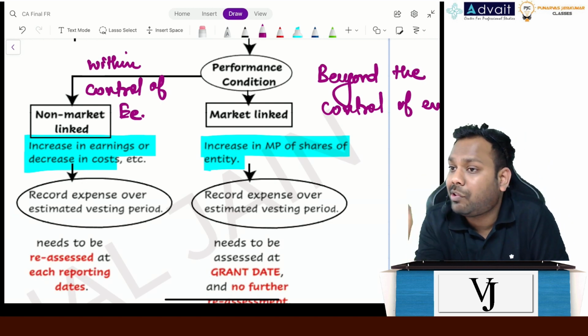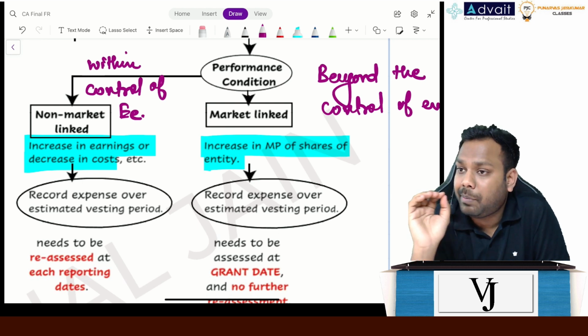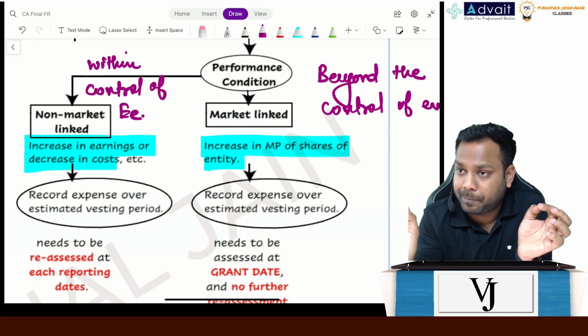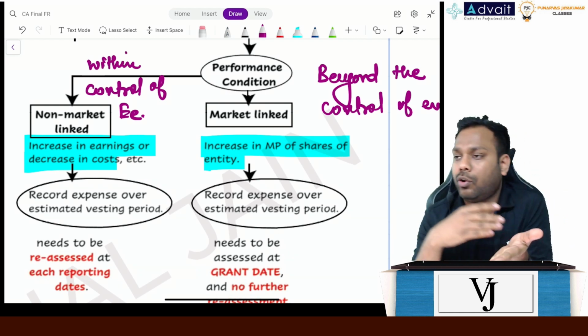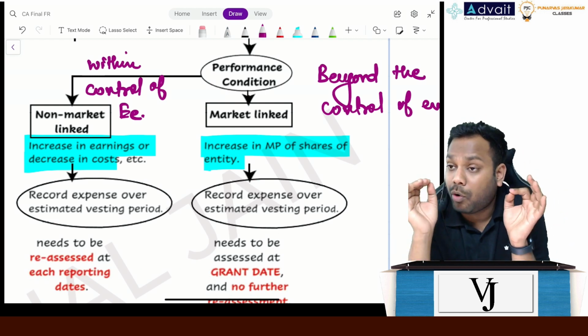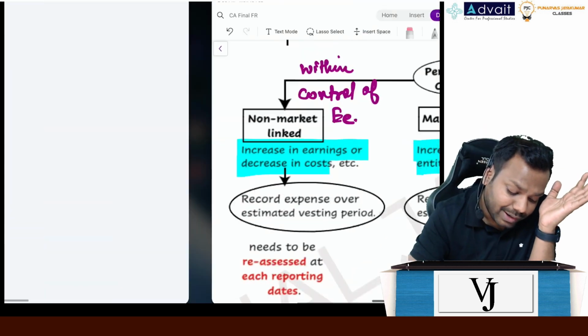Over the estimated vesting period, you will always book the expense. No matter whether you believe it will be exercised or not, you have to always book the expense.